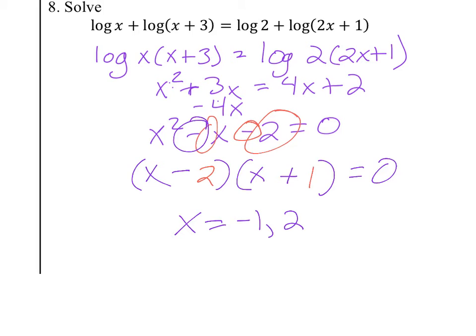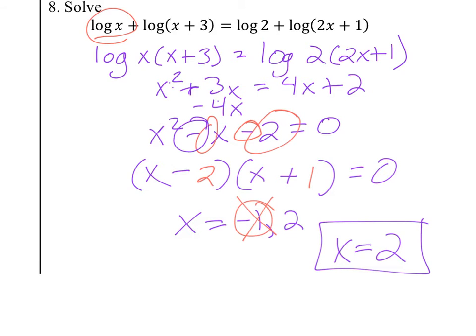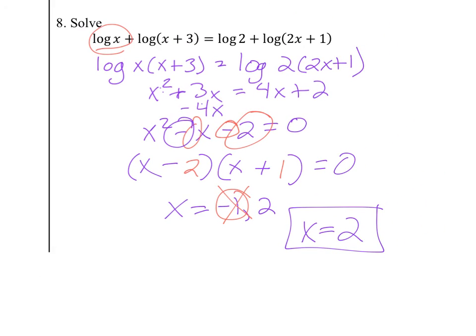All right, now, x can't be -1. Can't have a negative in the logarithm. And if you notice, up here, log x. So, can't have a negative. Can't be log of -1. Okay, so that right there gets rid of the -1. So my answer is x equals 2. Alrighty. And now we're going to move to the next page.